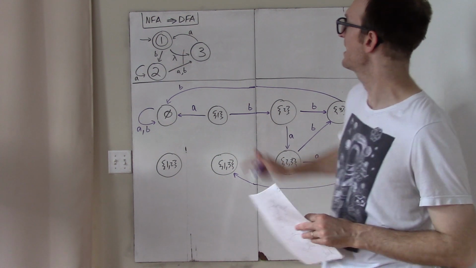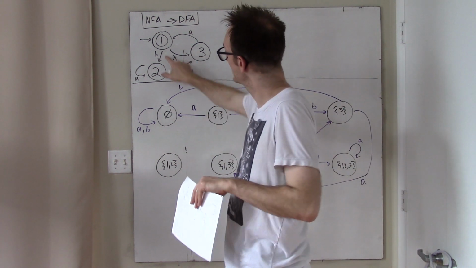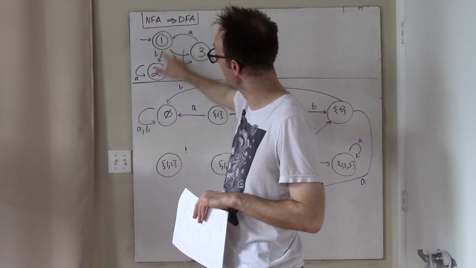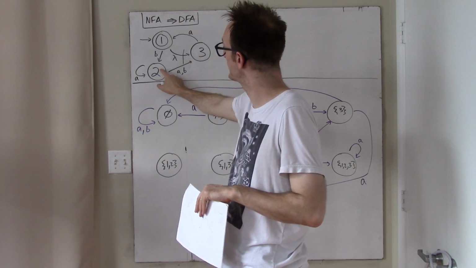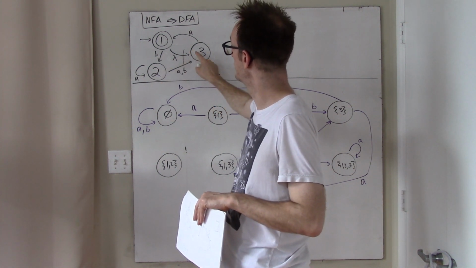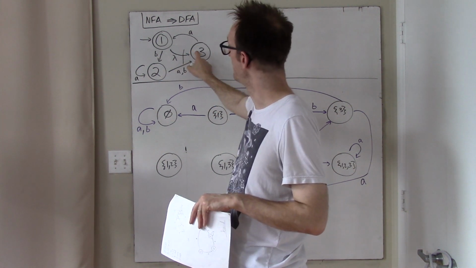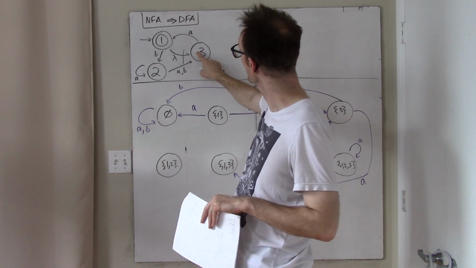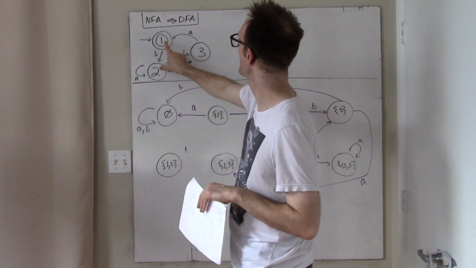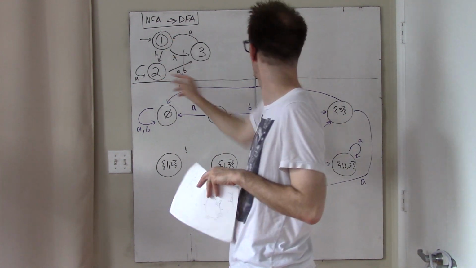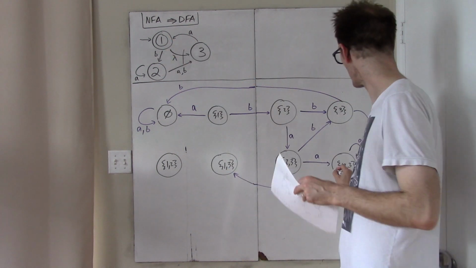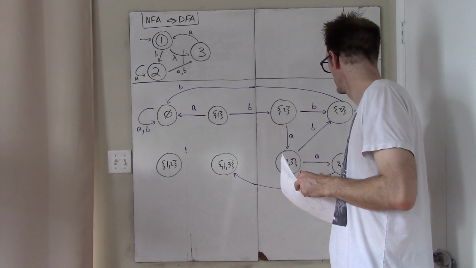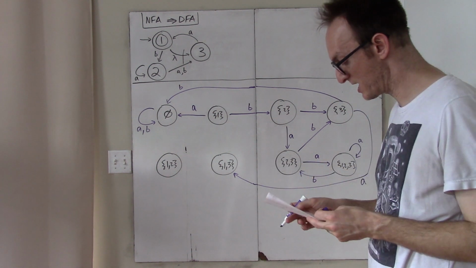And so if I'm in state 1, 2, 3 and I read an A, I should go back to state 1, 2, 3. If I'm in state 1, 2, 3 and I read a B, let's see. Well, if I'm in state 1 and I read a B, I go to 2. If I'm in 2 and I read a B, I go to 3. And if I'm in 3 and I read a B, I die. Therefore, if I'm in 1, 2, and 3, I should be going to 2 and 3. And indeed, that's exactly what we do. So that's B.